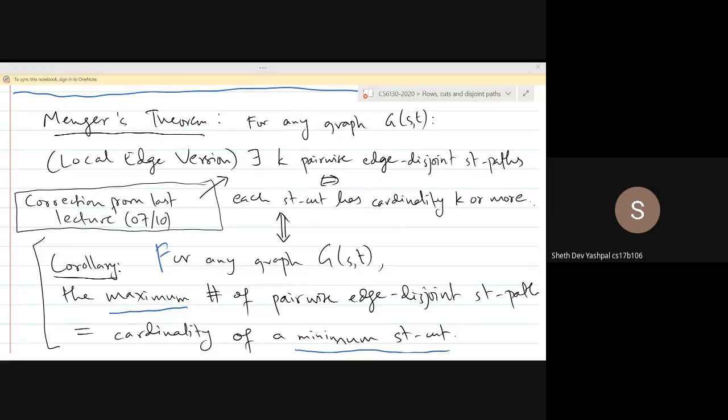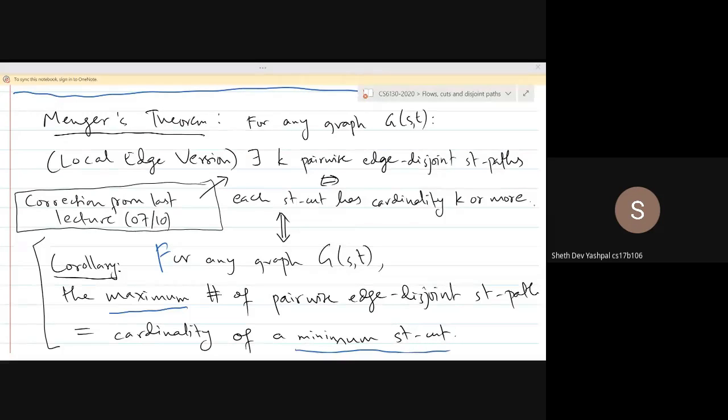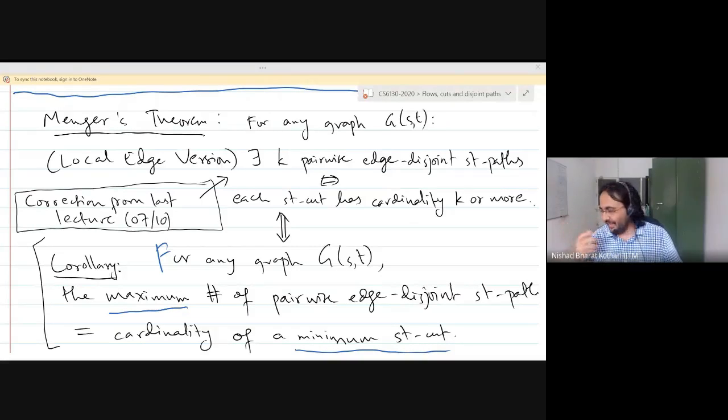Cardinality of st-dicut. So I think it's the same. Right. I think it's important to say that each of them has cardinality k or more, rather than there exists an st-cut of cardinality k or more. I think that those two are different. Okay. So that is a small caveat that I was missing. I kept writing there exists rather than saying for all. Yeah. Okay. So yeah, that's problematic.